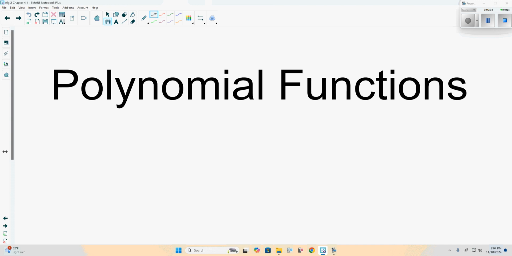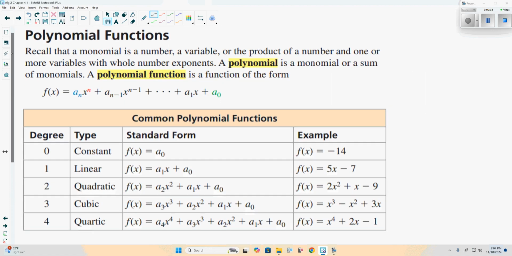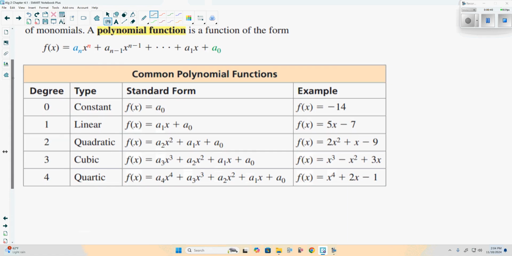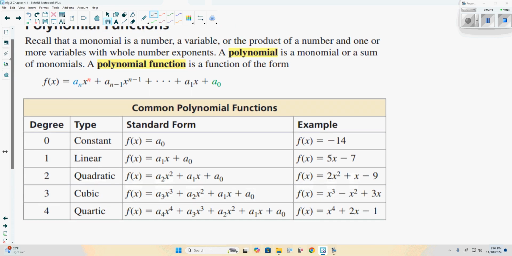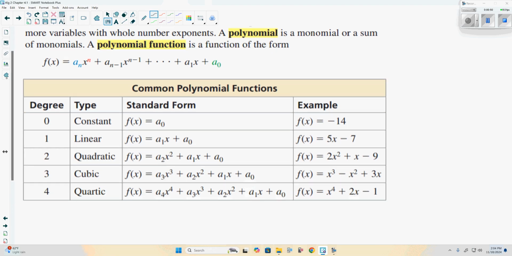But our next chapter is going to be over polynomial functions. Now, quadratics are a type of polynomial function. It's these higher degree functions, because a polynomial is just a group or sum of monomials. Now, this here is the general form of any polynomial function that we could write ever.